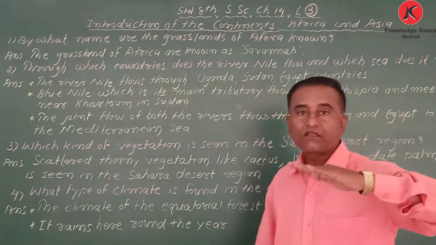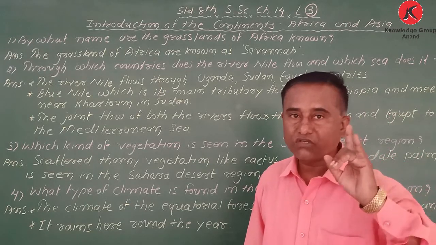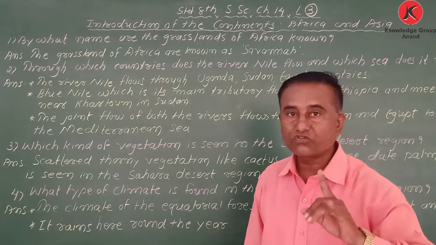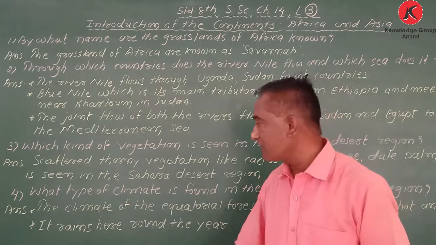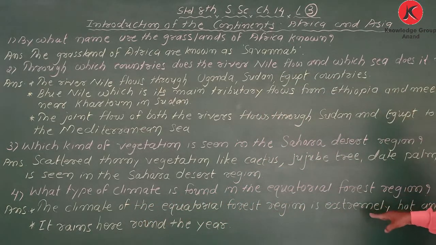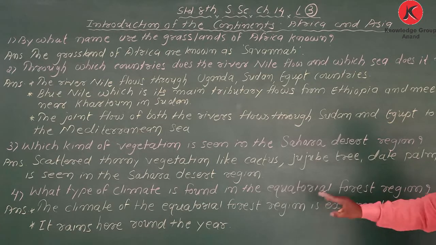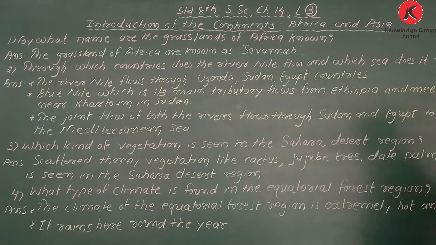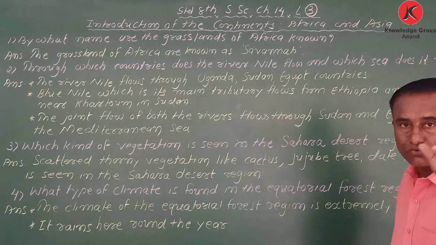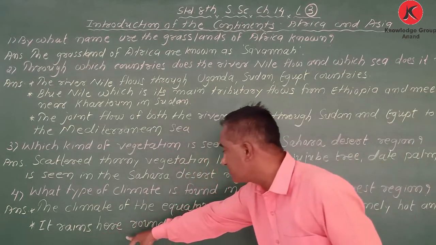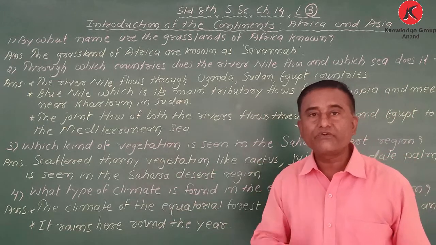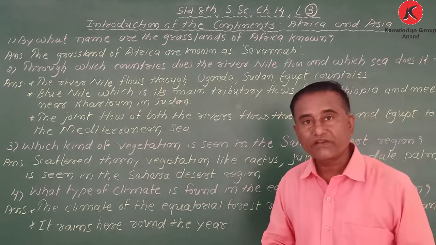My dear student, throughout the year the sun rays fall straight, and that is why the climate remains hot, and because of the water mass it is humid. So the climate of the equatorial forest region is extremely hot and humid, and throughout the year it rains there. Second point, it rains here round the year. It means continuous rain, we can say. Every month it rains there.